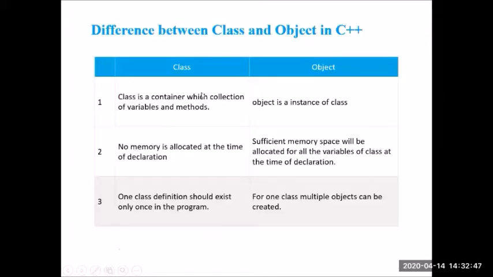You can just see in this table, I've mentioned some basic differences between class and objects. As I told you, class is just a container with a collection of variables and methods. Object is an instance of a class. No memory is allocated for a class at the time of declaration, whereas for objects, we have to allocate sufficient memory for each object when we declare it. And for one class, there can be multiple objects, but a class is defined only once.